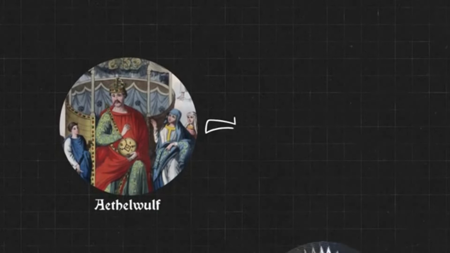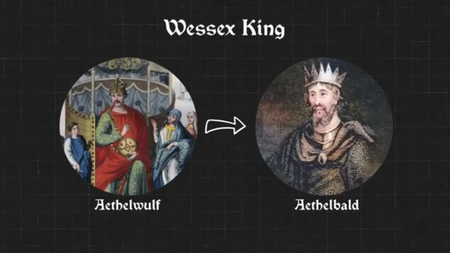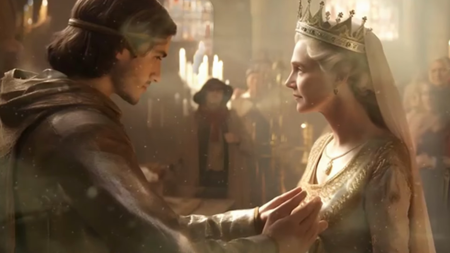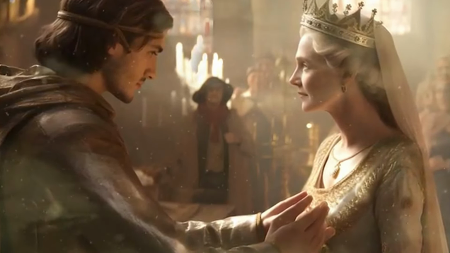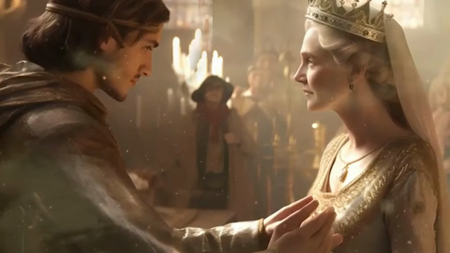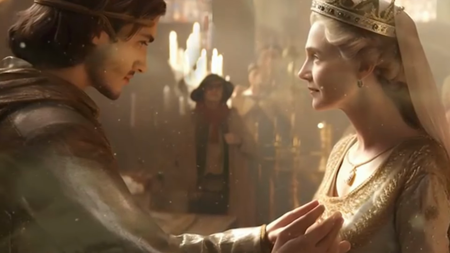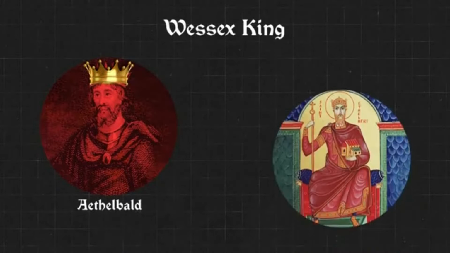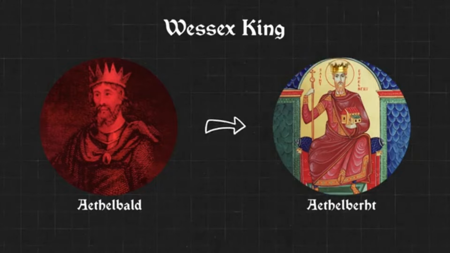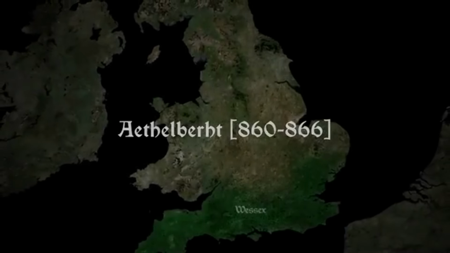Ethelwulf was succeeded by his son Ethelbald, whose reign was short and unpopular, especially amongst the clergy. This was mainly because of the new king's decision to marry his father's widow, something that even at this time was considered weird. After just 4 years of rule, Ethelbald died, passing the crown of Wessex onto his younger brother, Adalbert.